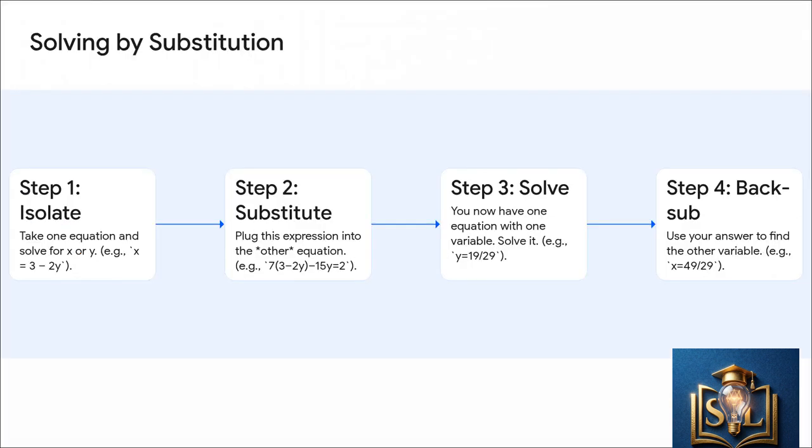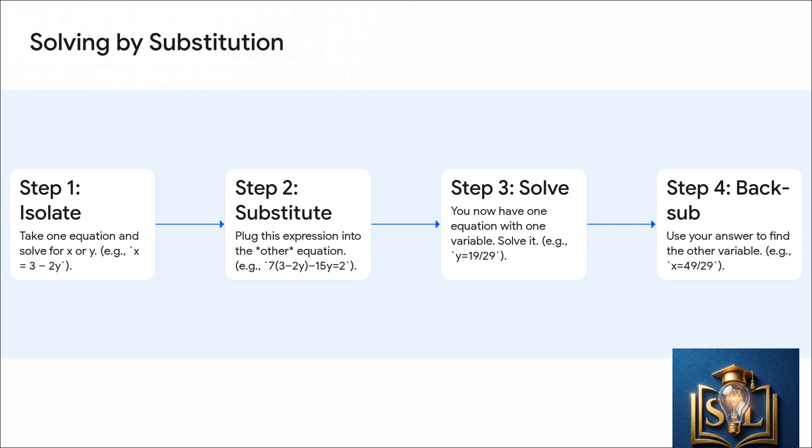Well, first, we look for the simpler equation. In our case, x plus 2y equals 3. It's really easy to get x all by itself here, right? We just rearrange it to x equals 3 minus 2y. Now for the clever swap, we take this new definition of x and we substitute it into our other, more complicated equation. See what that does?